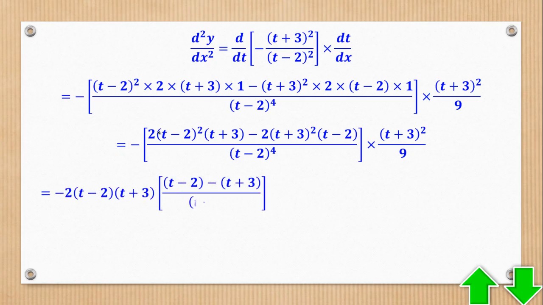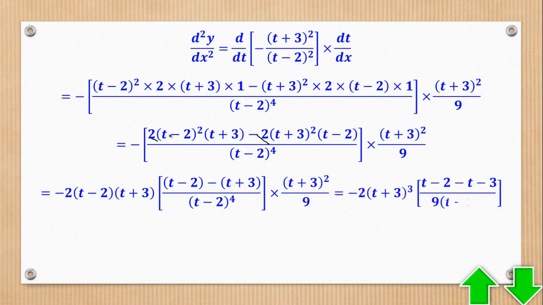The next is to factorize. So this is common, this is common, and this is common. So we factorize them out. Then from there, we shall realize that for this one, this goes with this goes with this, and this reduces this power by 1 to remain with t minus 2. For this one, this goes with this goes with this, and this reduces this power by 1 to remain with t plus 3.